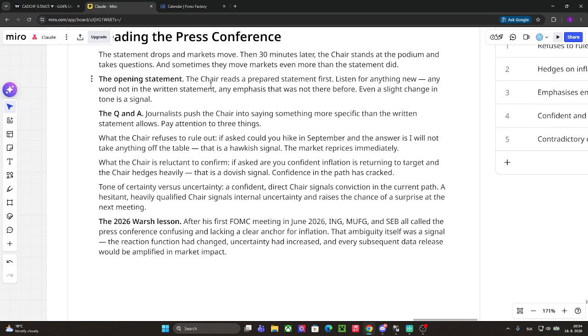The Q&A: journalists push the chair into saying something more specific than the written statement allows. Pay attention to three things. First, what the chair refuses to rule out. If asked, could you hike in September, and the answer is, I will not take anything off the table, that is a hawkish signal. The market reprices immediately.